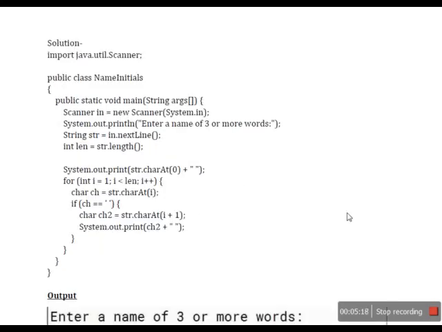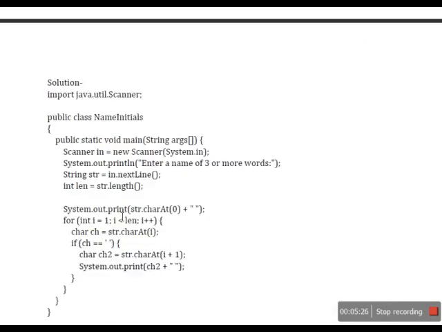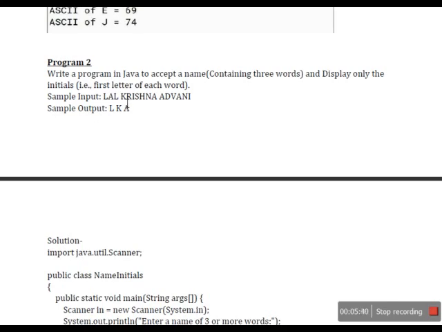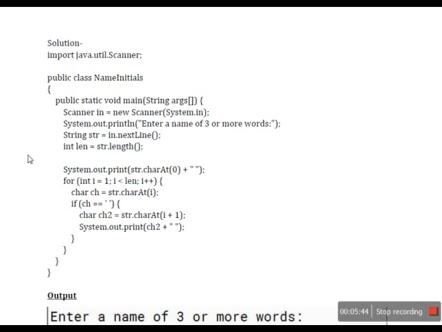So we did what? We first took a string using the Scanner method, and then we took the length. After this we printed the first element at the start, and then we run the loop and check whether the character is a white space or not. Whenever you get a white space, that means you have got the first element after the white space. So this will be the concept for using it.